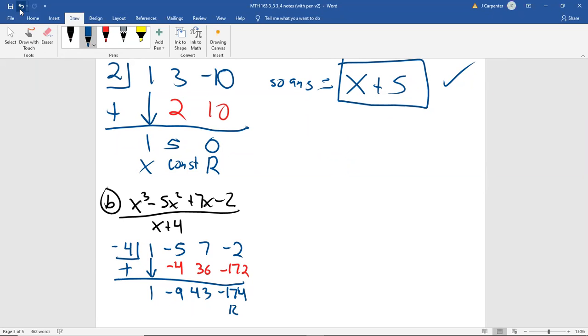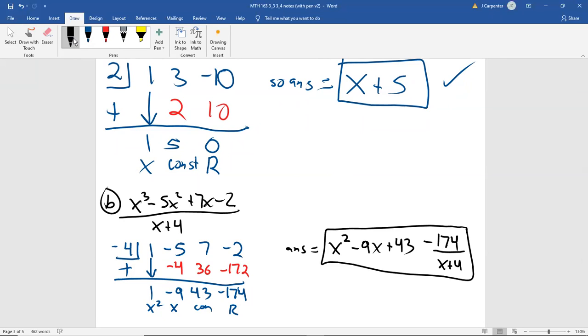But then from right to left, it's remainder. The 43 would be the constant, the -9 would be the x coefficient, and the 1 would be an x squared coefficient. So our answer would then be the 1x squared, which I will not write the 1, minus 9x plus 43. Now there is a non-zero remainder, so we need that extra bit. And it's going to go minus 174 or plus -174, whichever you prefer, over the original denominator, which was x plus 4. And that's our answer.